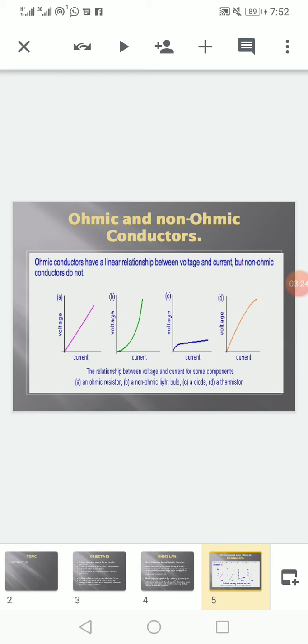We want to look at ohmic and non-ohmic conductors. Ohmic conductors have a linear relationship between voltage and current, but non-ohmic conductors do not. So when a linear relationship exists between voltage and current, such conductors are called ohmic conductors. If you can see here, we have 4 different graphs. Graph A shows a linear graph, a straight line graph from the origin. Hence, it is called an ohmic conductor. But the other graphs, B, C, and D, are non-ohmic conductors.